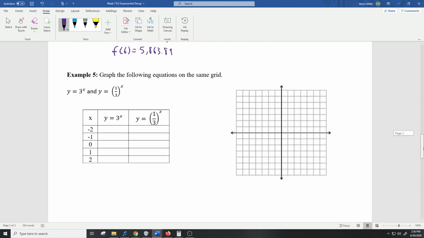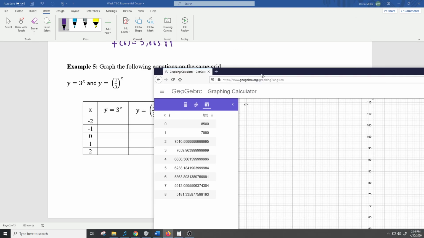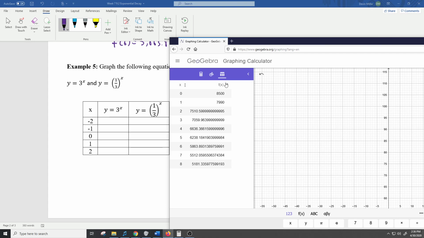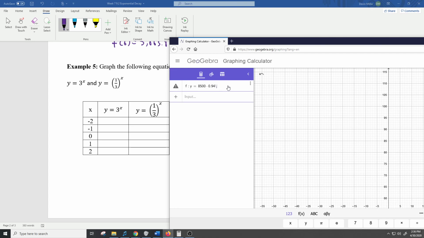All right, we only have like 2 more examples to do. Graph the following equations on the same grid. So I'm going to do the same thing, but over here I'm just going to do a sketch. And we can just look at what it comes up with on the GeoGebra site by plugging in these equations. So let's go back and actually do that. I think you have to click on the calculator every time for it to come up. And we can delete this stuff.